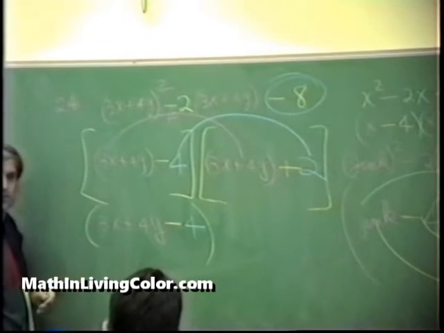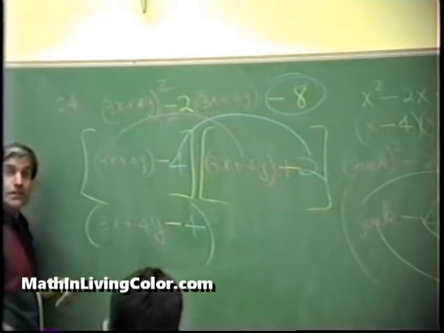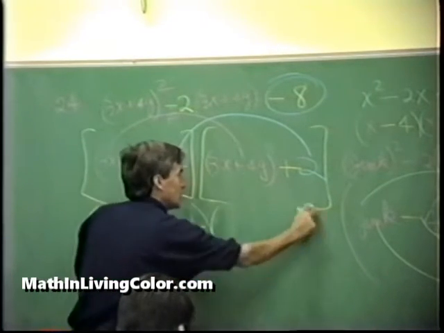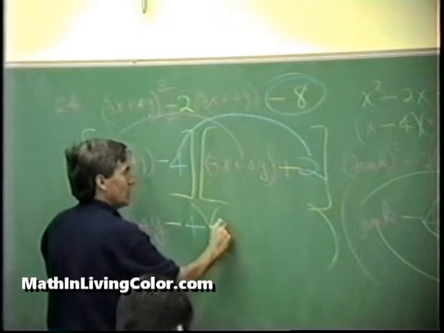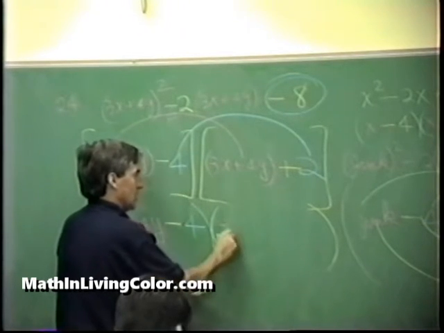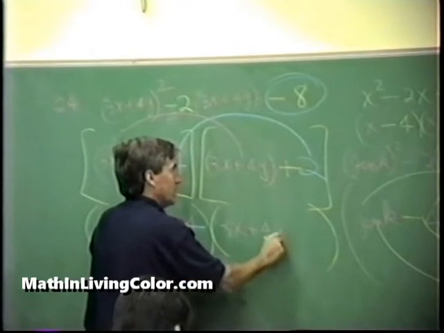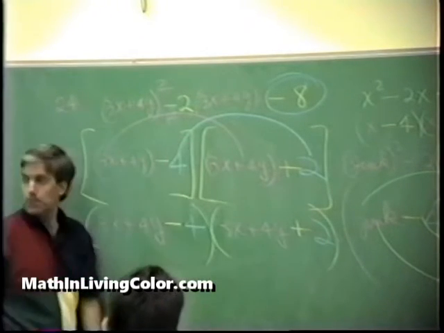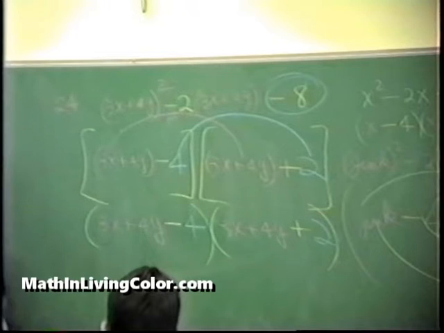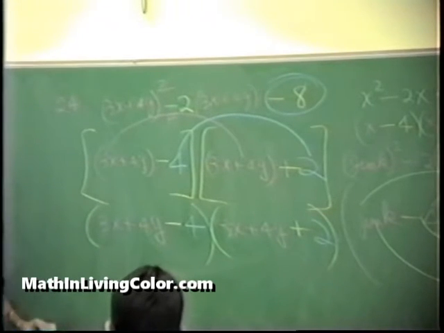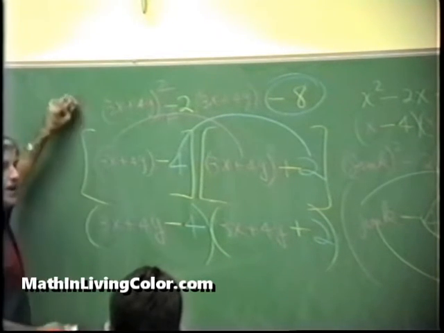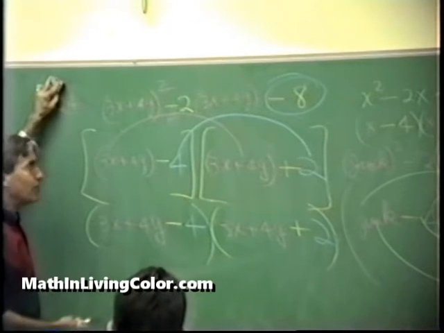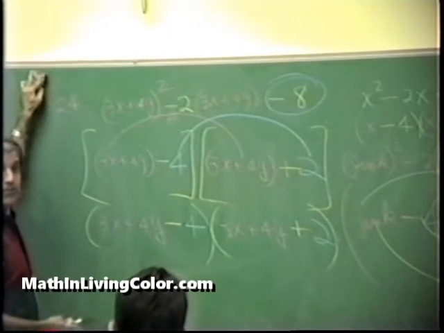Doesn't that look nicer? More friendly looking? And then we'll have parentheses here, and what would you have next? 3x plus 4y, and then plus 2. Okay? Any question on that? Okay? Welcome to intermediate algebra. We have arrived. This is the kind of stuff that intermediate algebra is made out of.